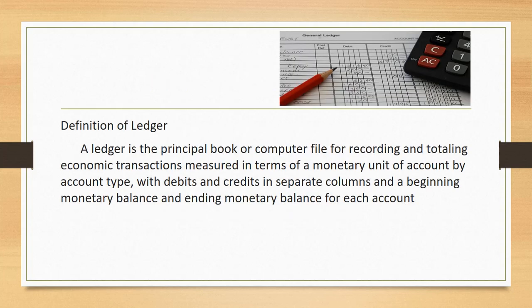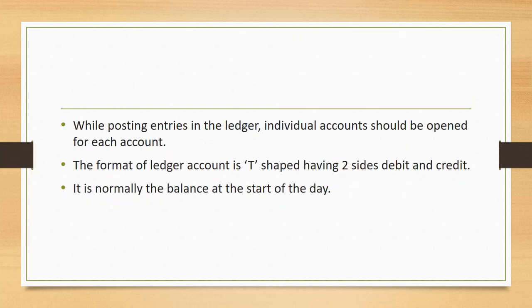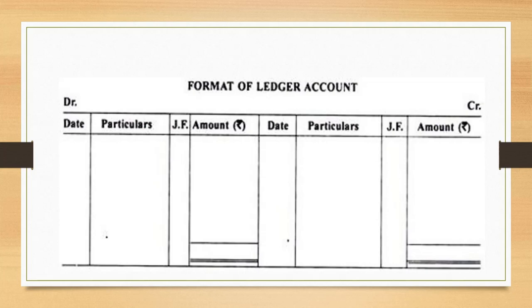Next is ledger. Ledger is a principal book which comprises a set of accounts where the transactions are transferred from the journal. While posting entries in the ledger, individual accounts should be opened for each account. The format of a ledger account is T-shaped, having two sides, debit and credit.